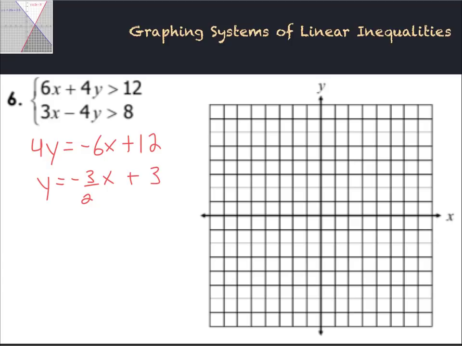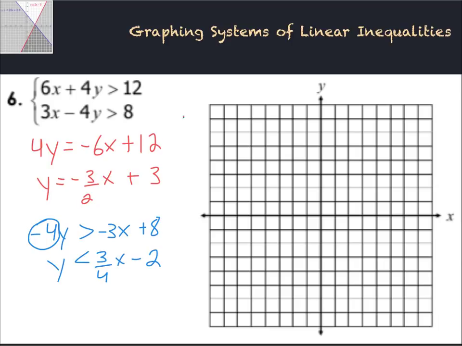I did this quite rapidly, but the reason why I have 3 halves as a slope is because when we divide by 4, that would have been negative 6/4, and that would simplify to negative 3 halves. I apologize for doing that quickly. So for my next inequality, if I change it to slope-intercept form, I move the 3x, that would be negative 4y is greater than negative 3x plus 8. If I divide both sides by negative 4, I must flip the inequality symbol. So it would give me 3/4 x minus 2.